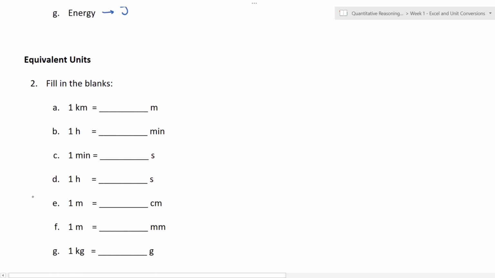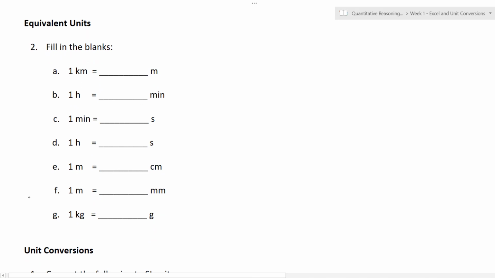All right, so now we're going to talk about equivalent units. Fill in the blanks. 2a is 1 kilometer is equal to how many meters? So how many meters are in 1 kilometer? That would be 1,000.